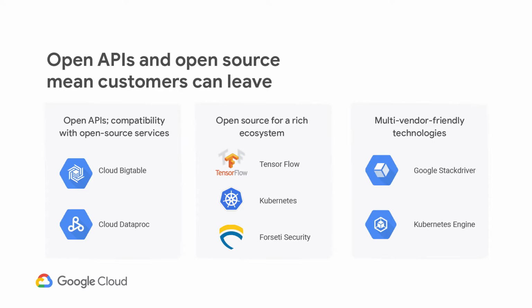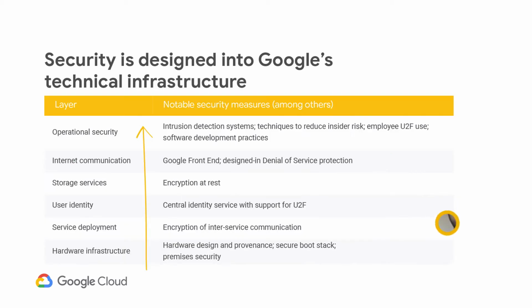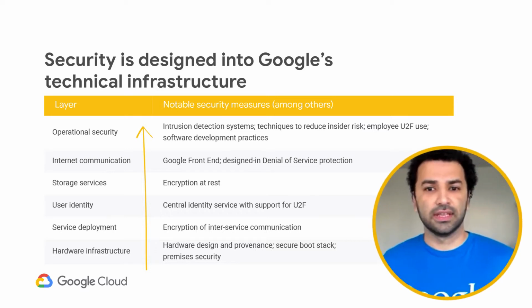Google also provides interoperability at multiple layers of the stack. Kubernetes and Google Kubernetes Engine give customers the ability to mix and match microservices running across different clouds. Google Operations lets customers monitor workloads across multiple cloud providers. Google takes security very seriously.